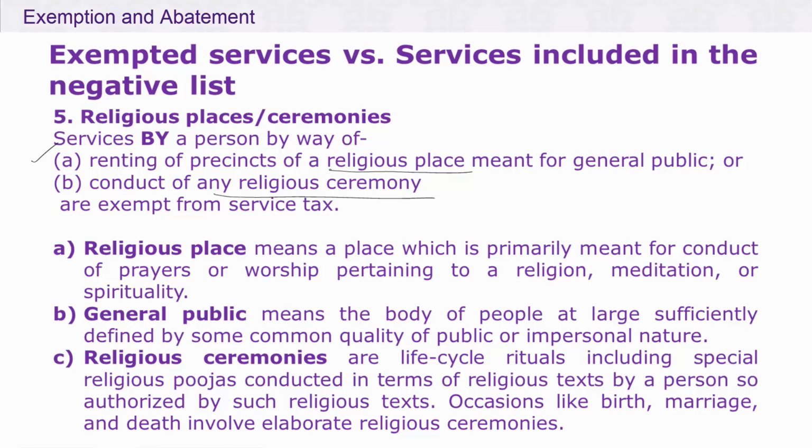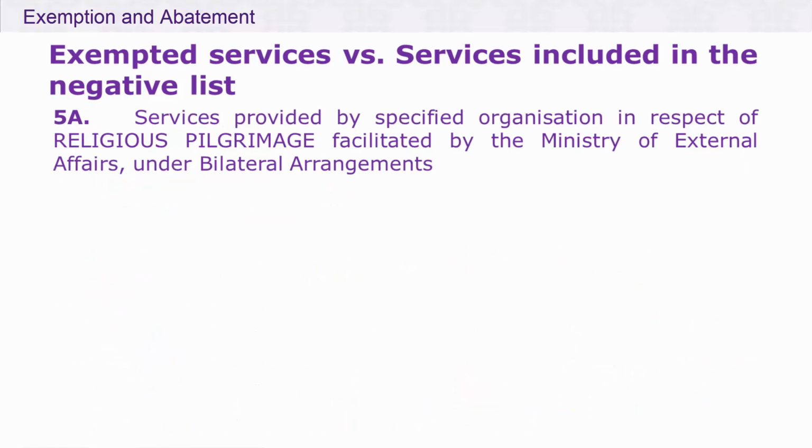Religious place means a place primarily meant for conduct of prayers, worship, etc. General public means a body of people at large sufficiently defined by some common quality of public or impersonal nature. Religious ceremonies means life cycle rituals, etc. They have explained. And 5A, please read this carefully because this has been added recently. Religious pilgrimage facilitated by the Ministry of External Affairs under the bilateral agreements.